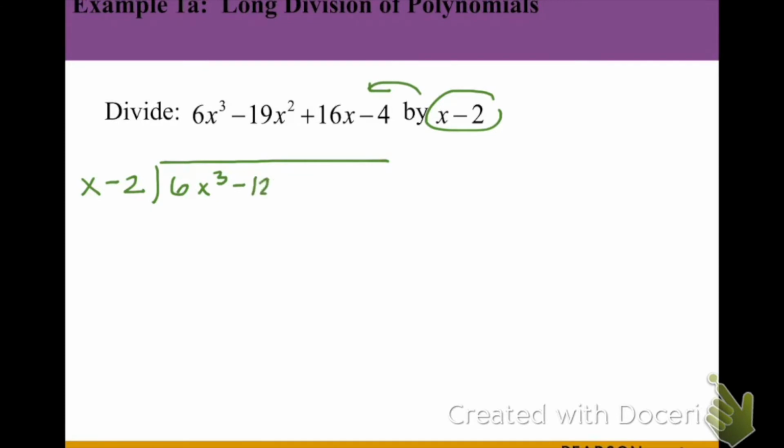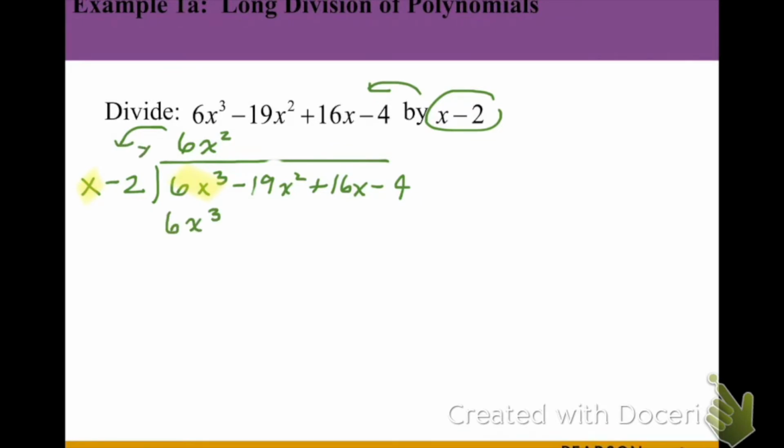In the case of dividing, though, we always want to look at the very first 2 terms. So for this example, the x and the 6x cubed. We need to think to ourselves, well, x times what will give us 6x cubed? Well, that would be 6x squared. So then we're going to put that 6x squared on top and then distribute that to every term that we're dividing by, in this case, both the x and the negative 2.